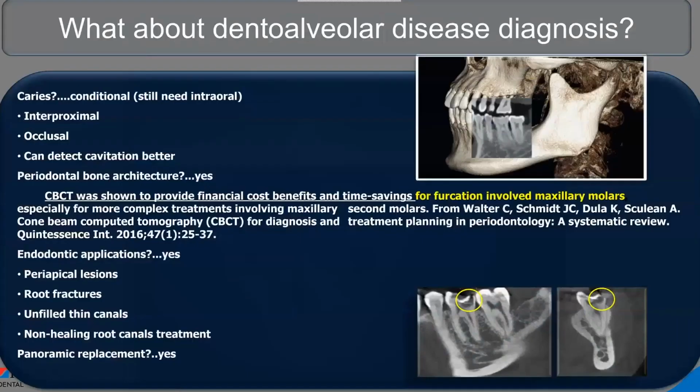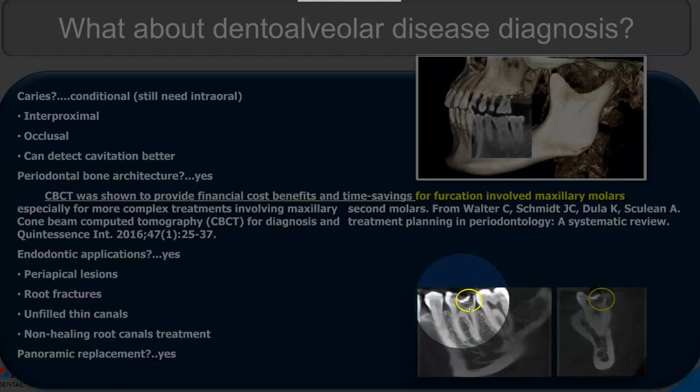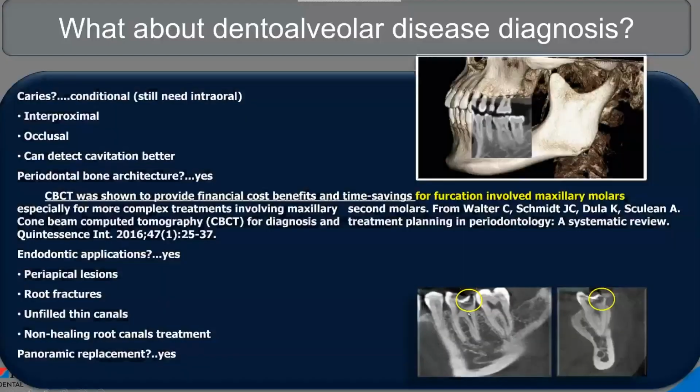A couple other things we quickly want to talk about. This technology is not great for caries. We do have quite a lot of beam hardening artifacts, so it makes it look like we have caries when in fact we do not. So we don't want to use this for caries, but it is great for periodontal applications, endo applications, looking at our unfilled canals, possible root fractures. For many people, this becomes a panoramic replacement.